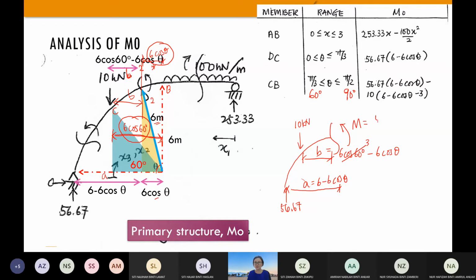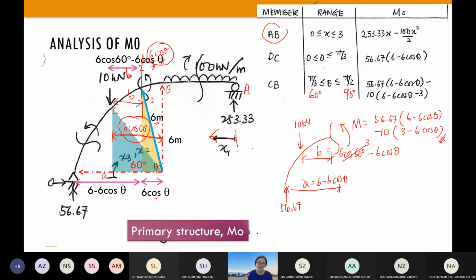For example, 56.67 with its distance is 6 minus 6 cos θ. And we have 10, which is acting in the same direction, therefore it is negative 10, multiplied with 3 minus 6 cos θ. All right, you solve for your bending equation for this section CB. Then you can proceed with section AB, where your x starts from here, from A.